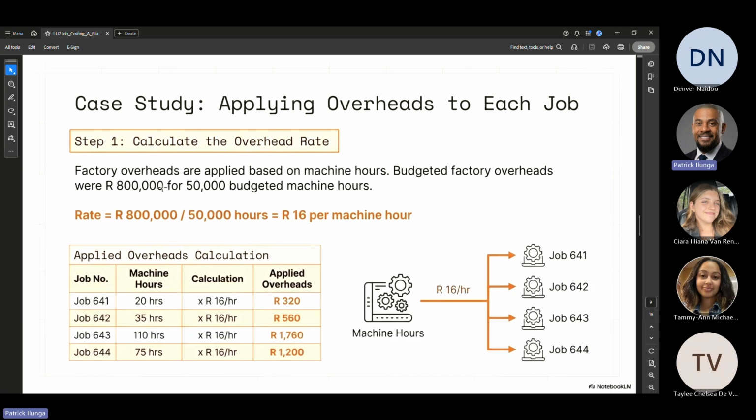But simple as that. So since it is machine hours, the cost driver rate would be an X amount of rand per machine hour. And how do we find that? We just divide the total budgeted overhead by the total machine hours, which is 50,000, right? So 800K divided by 50K gives us 16 per machine hour. Denver, you can check this one. Those should be accurate. If it's not accurate, we need to fix it, because this is an actual example, right?